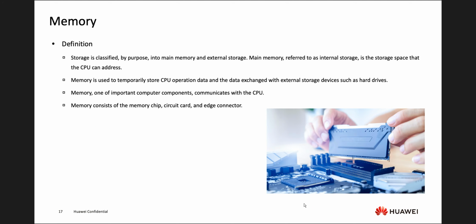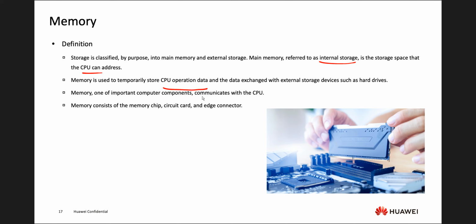Memory, as I touched on, is basically your RAM, and you have your main memory, and you could also have virtual memory, which normally sits on your external storage. Your main memory is commonly known as the internal storage, because that's where everything you store, your programs, everything, runs. And that's basically what the CPU can address. Like I said, they work hand in hand. And memory is used to temporarily store CPU operation data.